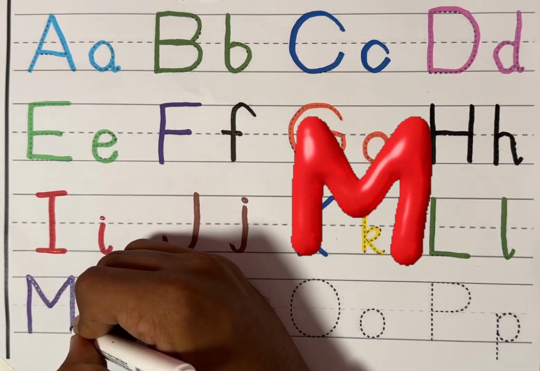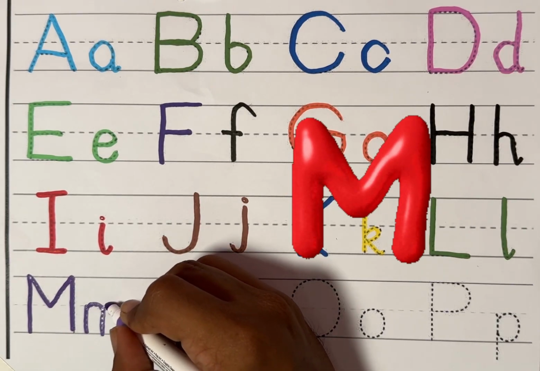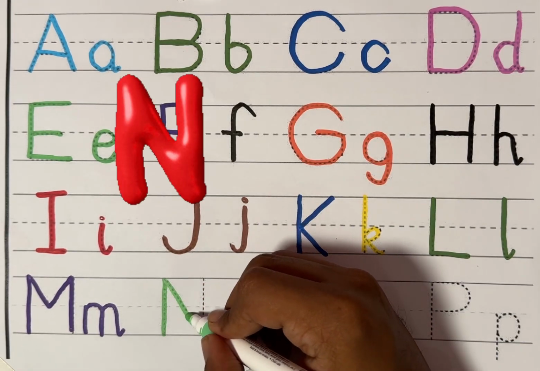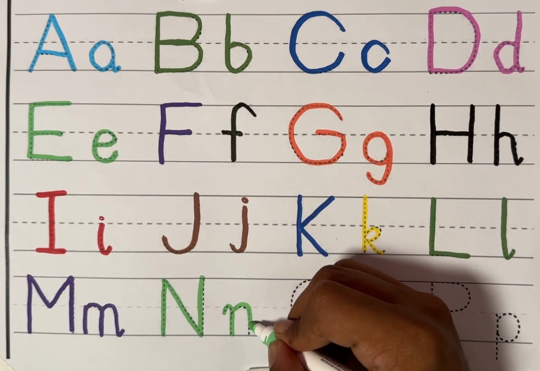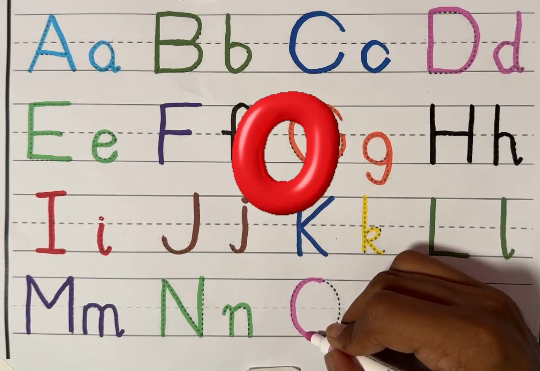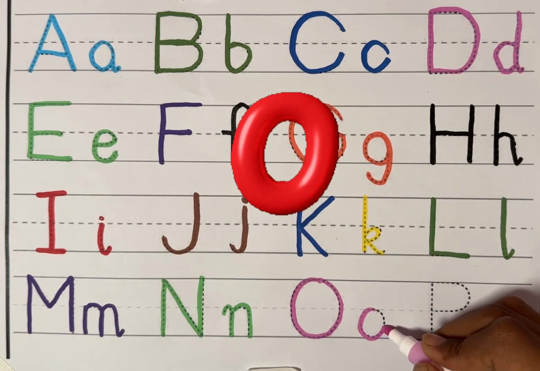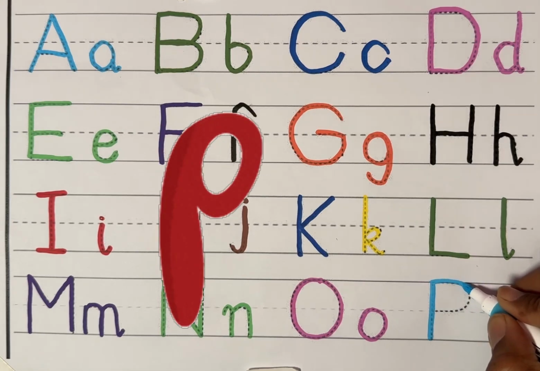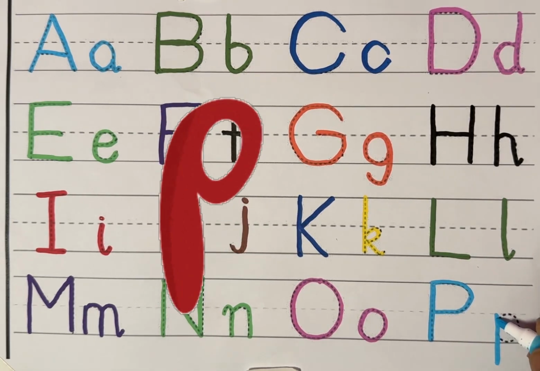M for mushroom. N for neighbor. O for octopus. P for penguin.